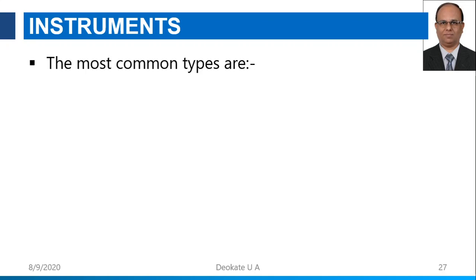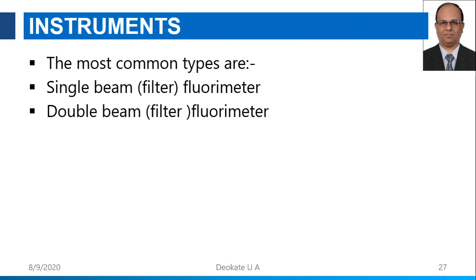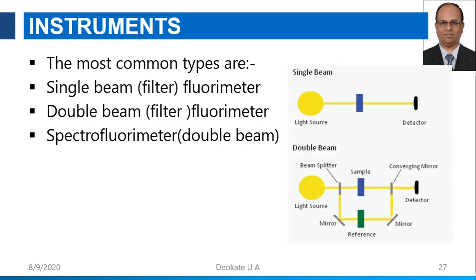The instruments most commonly used are of two types: single beam filter fluorometers or double beam filter fluorometers, and spectrofluorometers, which are generally double beam instruments only. See the construction of a single beam instrument. Single beam means only one beam passes continuously through the sample and reference. You have to replace the sample and the reference cavity within the path. There is a light source, a single cavity, and the detector.